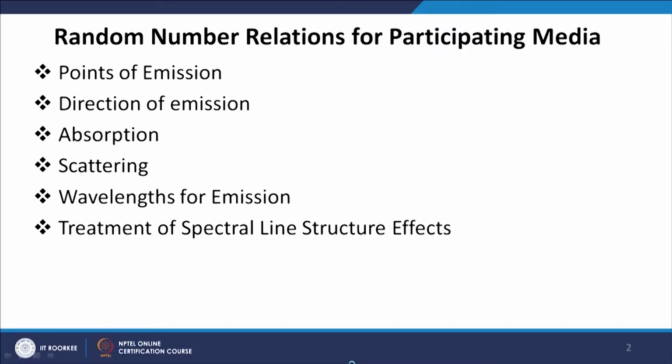gas. So, we will discuss as before the point of emission, direction of emission, absorption and scattering, and mainly what complicates this is wavelength of emission, and we will see how the gas radiation in participating media is much more complicated from the wavelength selection point of view as compared to the flat surfaces.